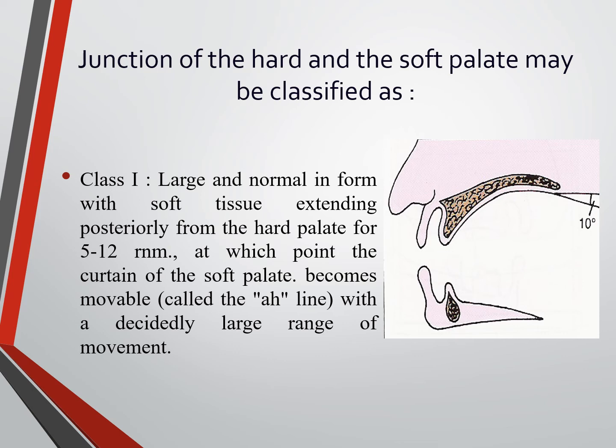This is called a class 1 condition, in which usually it is large and it is normal, and usually the soft palate is extending at least 5 to 12 mm beyond the hard palate. After 12 mm posterior to the hard palate, you can see that this curtain of the soft palate becomes the vibrating line when the patient is asked to perform the Valsalva maneuver when we are doing your recording of the posterior palatal seal area.